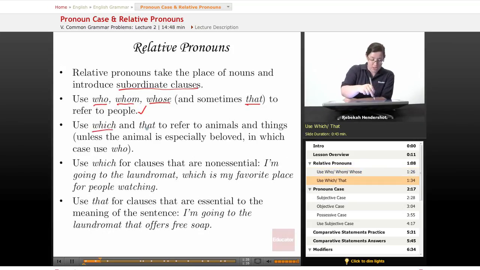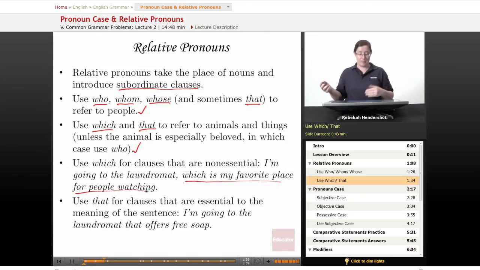You use which and that to refer to animals and to things, unless the animal is especially beloved. It's your beloved cat Fluffy, in which case go ahead and use who, and if anyone gives you trouble, just yell at them. Use which for clauses that are non-essential. So, for example, I'm going to the laundromat, which is my favorite place for people watching. Well, you don't really need this whole clause here to understand the sentence. You could just say, I'm going to the laundromat.